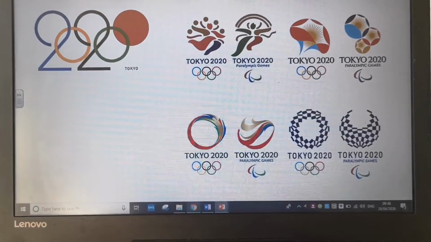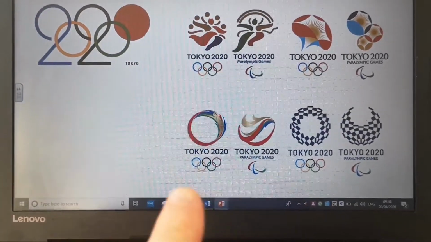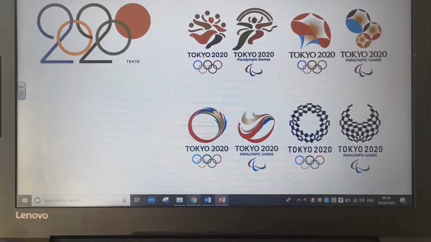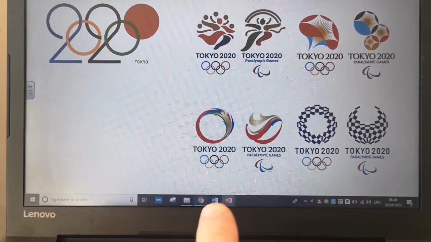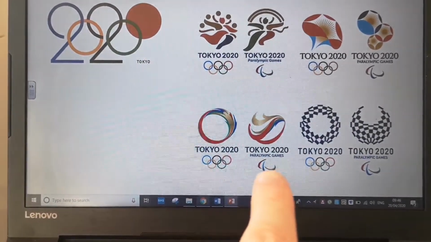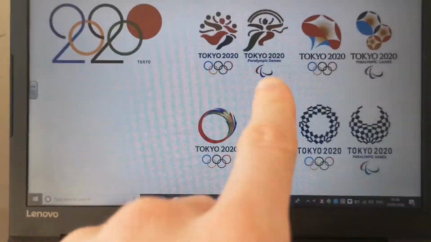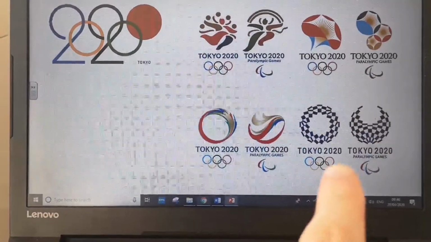So your logo might include the Olympic rings, maybe include the colours. Try and vary up your logos. And you can see actually they make logos for the Games and the Paralympic Games. So they're very similar, the ones that are there.